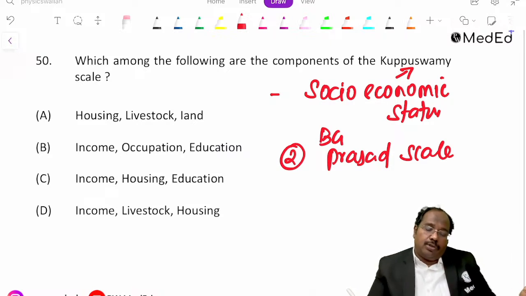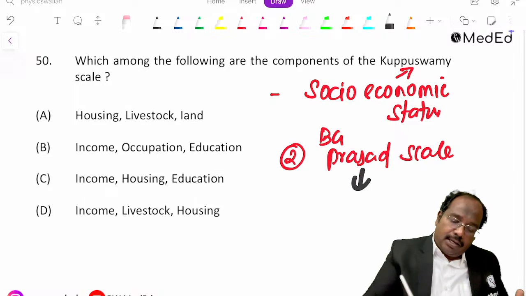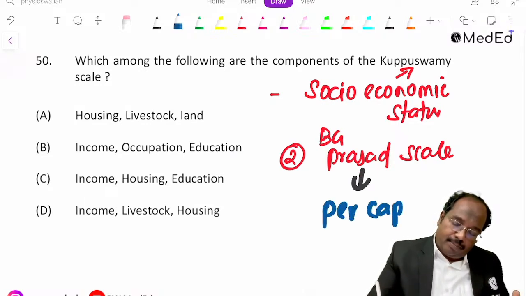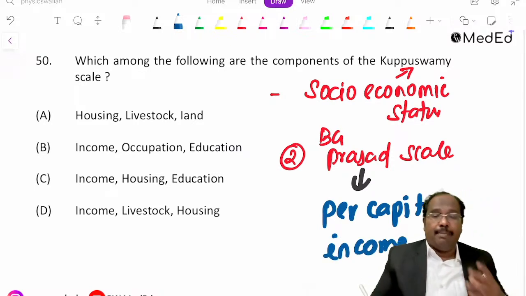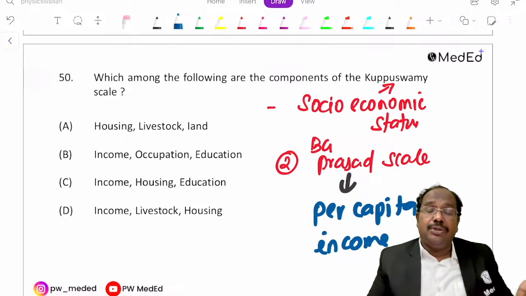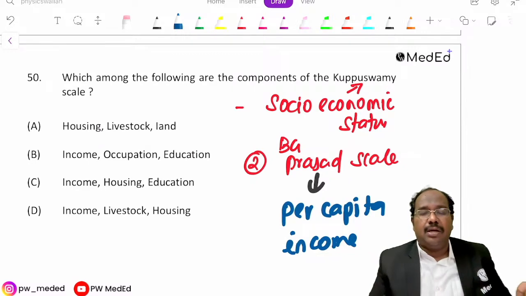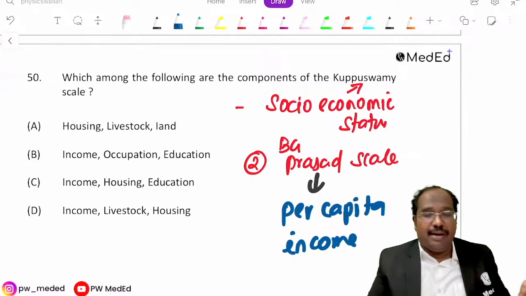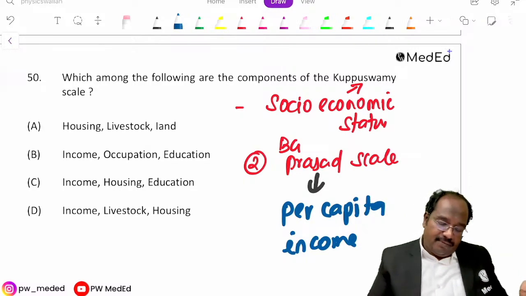For the BG Prasad scale, the criterion we take is per capita income, income per person. But what is used for the Kuppuswamy scale? The BG Prasad scale we can use in rural areas, and the Kuppuswamy scale we can use in urban areas.